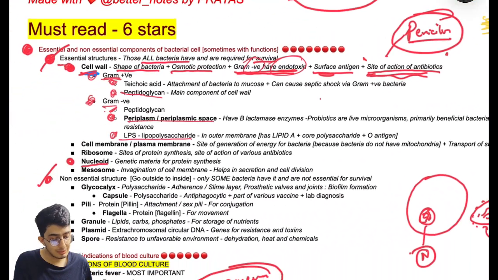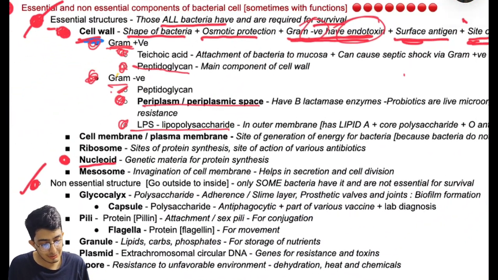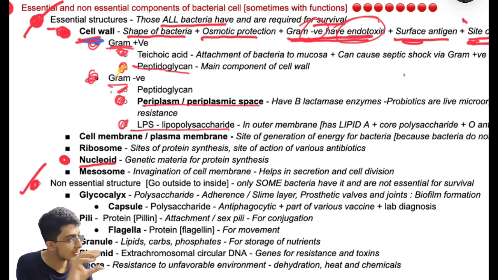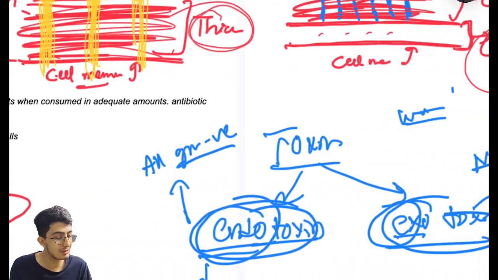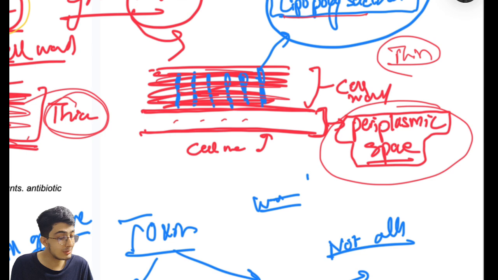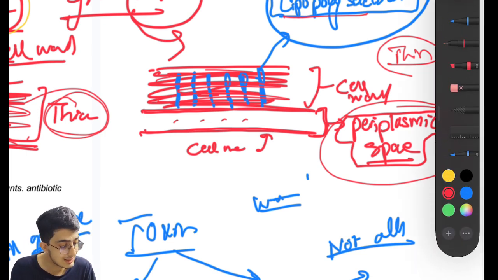Okay. So I told you about the function of peptidoglycan, that is the main structure of the cell wall. Teichoic acid helps to anchor it, right? Peptidoglycan is also present in gram negative. Now, there is something called a periplasmic space. I'll tell you the function of the periplasmic space. It is actually involved in something called antibiotic resistance.